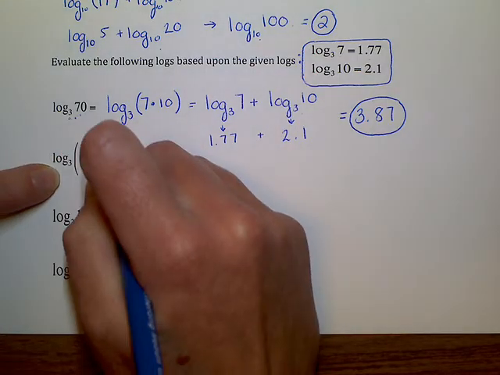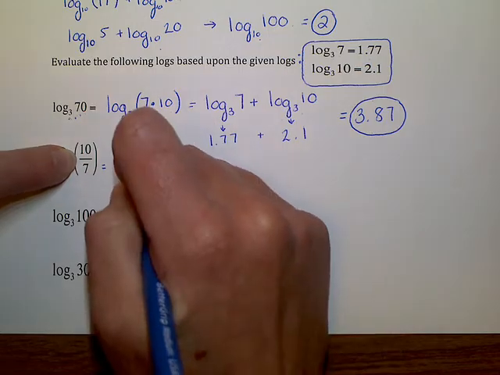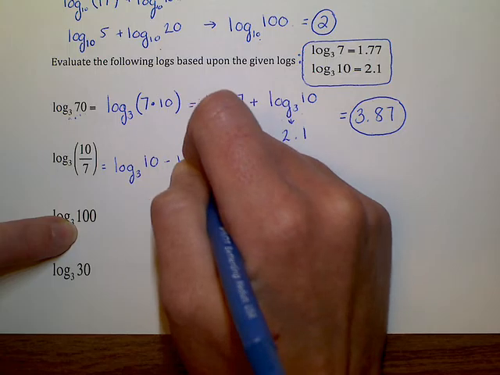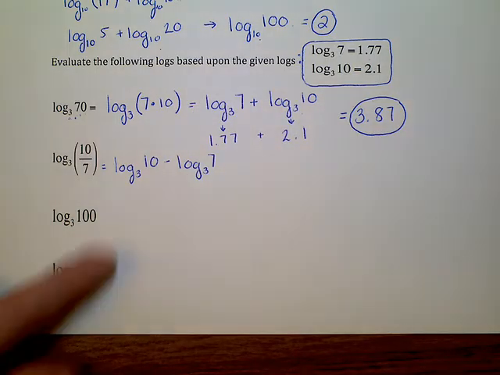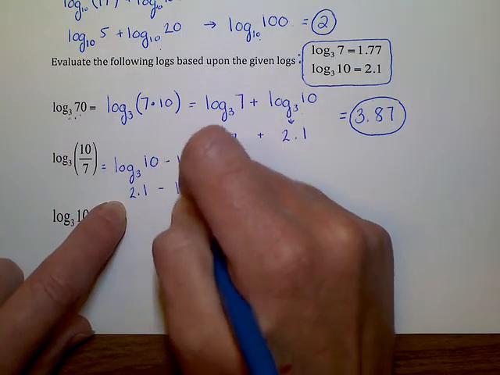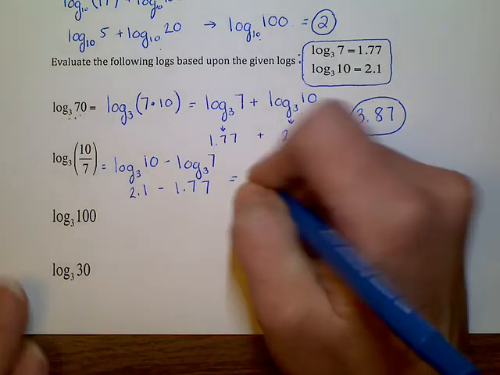So on the next one, I see that we have the fraction in there. So really that's the same as taking these 2 logs and subtracting them. And I have those 2 logs. So 2.1 minus 1.77, that is going to equal 0.33.